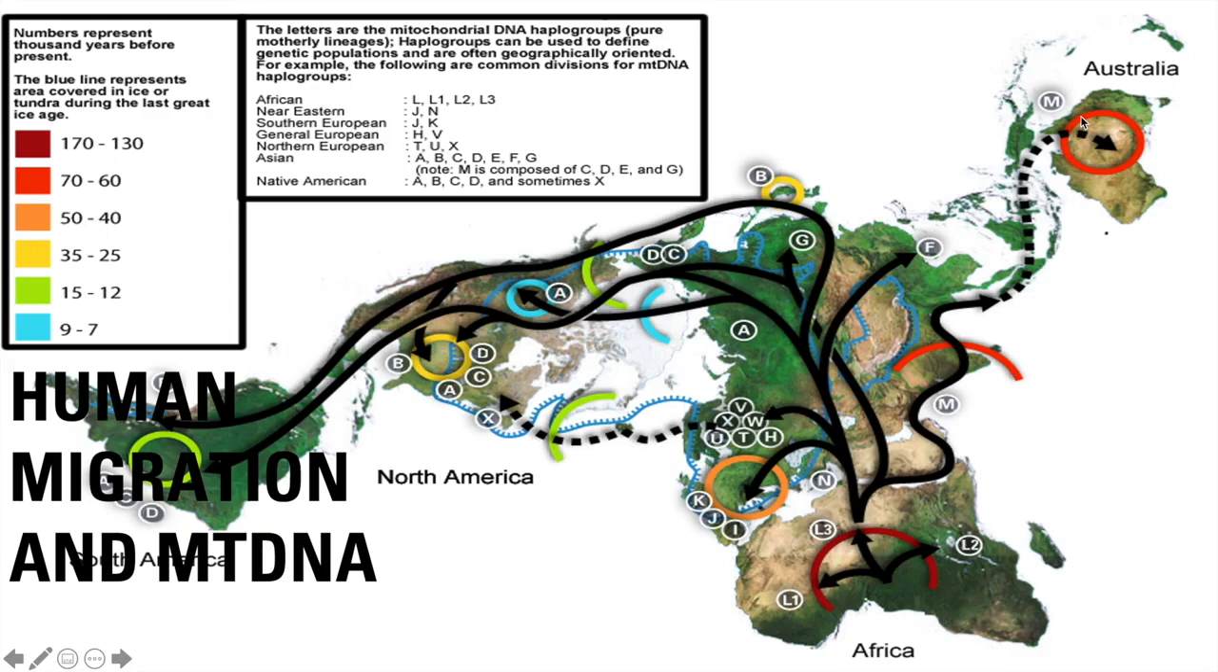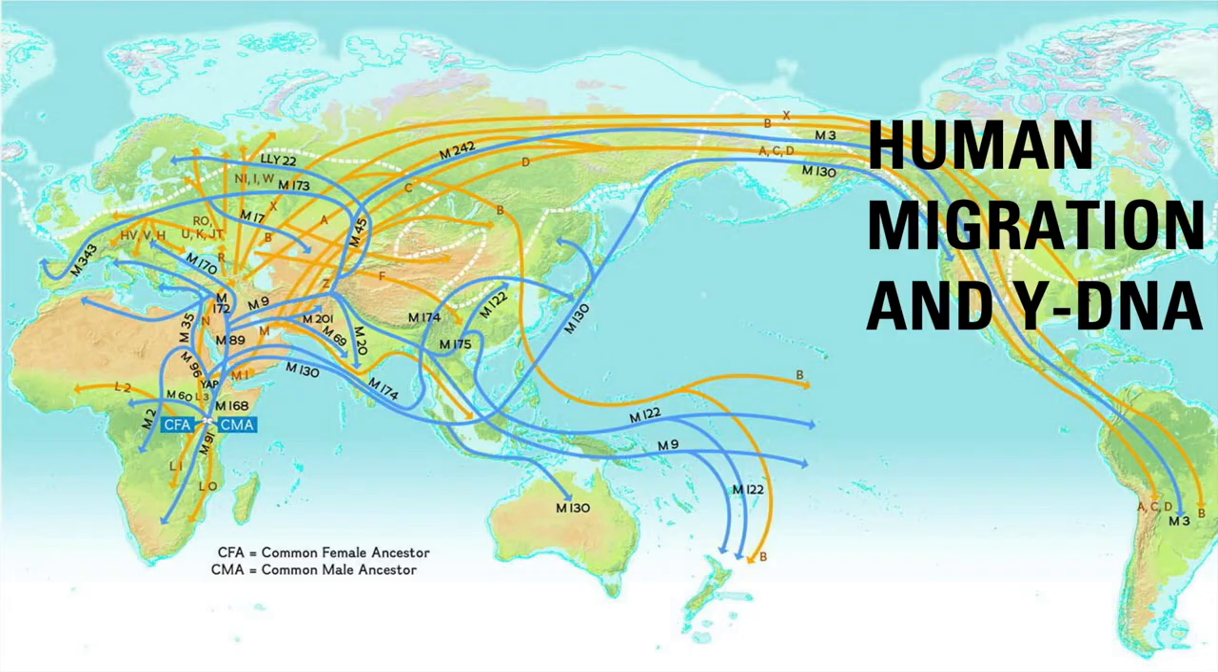Okay, so these different groupings are groups of similar SNP mutations, single nucleotide polymorphism mutations. Mitochondrial DNA is entirely maternal lineage, and of course your Y haplogroups are entirely paternal in lineage, no?